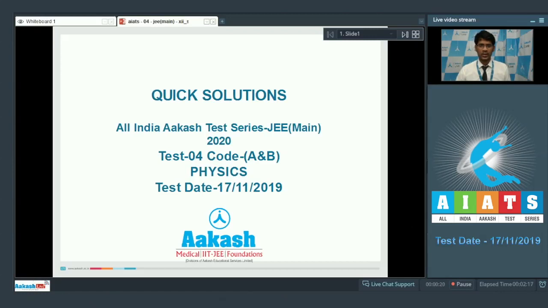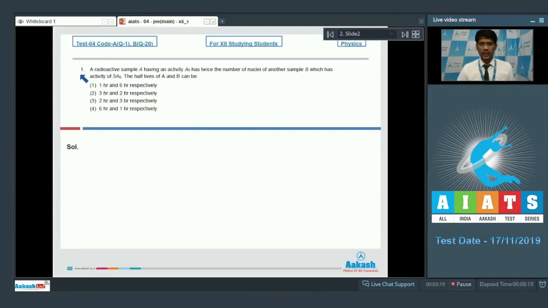Let's straight away start with question number 1. A radioactive sample A having an activity A0 has twice the number of nuclei of another sample B which has activity of 3A0. The half-lives of A and B can be... We need to find out the half-life of A and B.